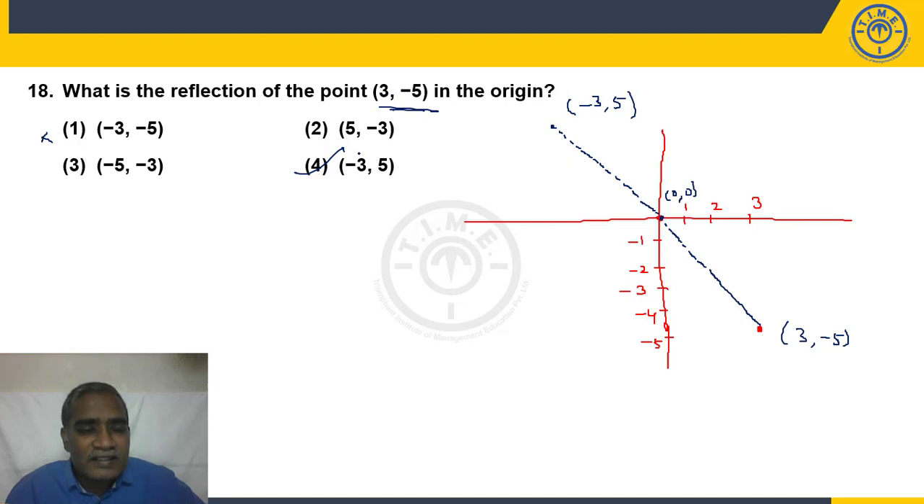Here 3 minus 3 by 2, 0. Minus 5 plus 5 by 2, 0. Yes, that's why this is the only answer. Find the midpoint of the question point and each option; whichever is 0 comma 0, that is the answer. That's it. Right. Now move to the next problem.